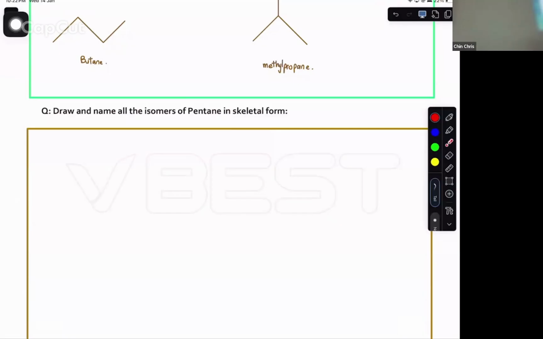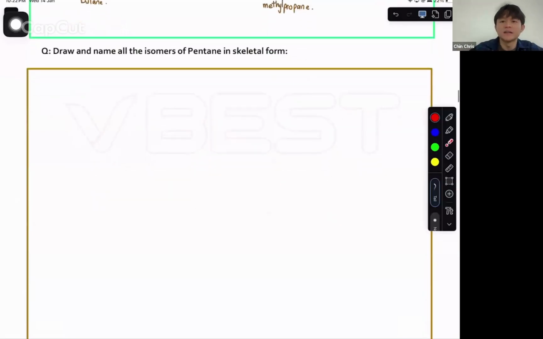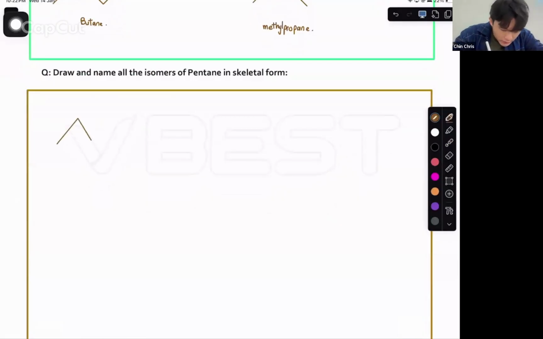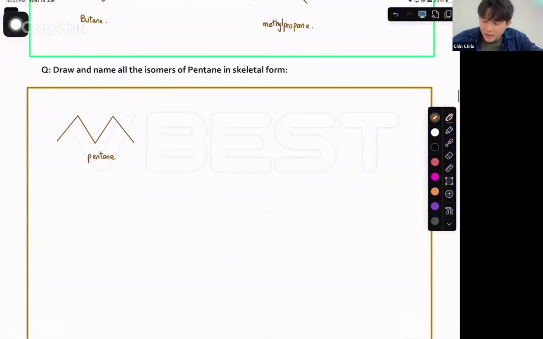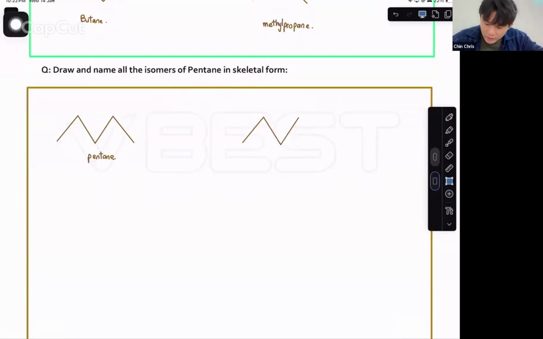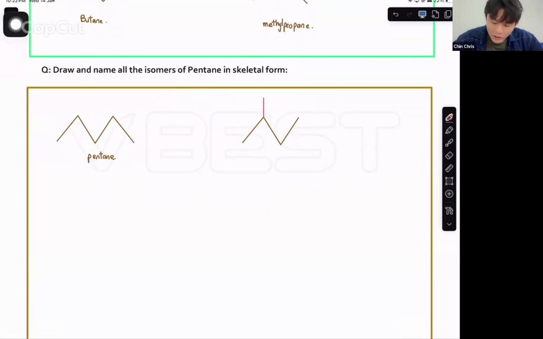Okay, guys. Final answer, how many? I only got 3. All right, guys. First one, pentane, 1, 2, 3, 4, 5. Name it. I will need you guys to put down the name. It's a pentane. Second, I'm going to reduce the carbon number by 1, which is a butane, and draw an additional branch here. That will turn into 1, 2, 3, 4. It's a methylbutane.